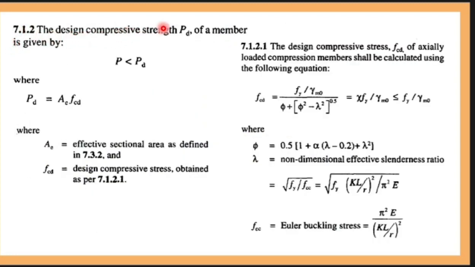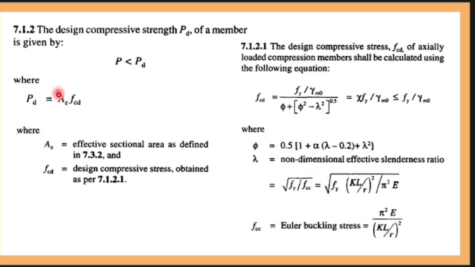Design compressive strength PD of a member is given against the external force which is acting. What is PD? Design compressive strength. D stands for design, P stands for force. So the design compressive force should always be greater than the load. This member has to carry 180 kilonewton. Your design should be more than 180 kilonewton. Okay. Now, how to find PD?